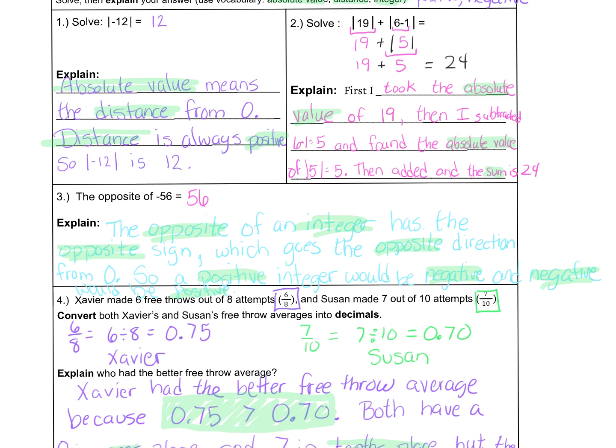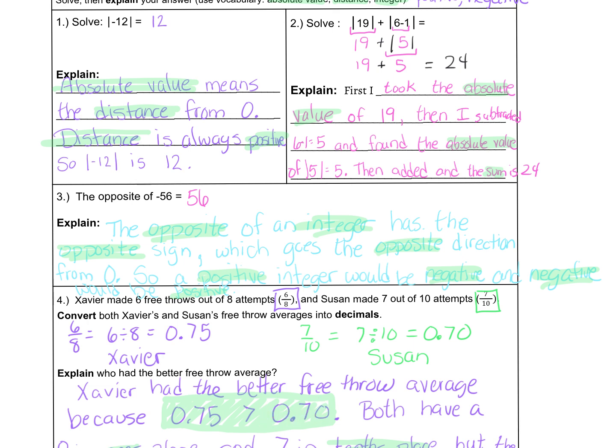So this means 7 divided by 10, which is 0.7, or in this case, it's also 70 hundredths. And this is Susan. So who had the better average? Well, Xavier had the better free throw average because 0.75 is greater than 0.70, right?